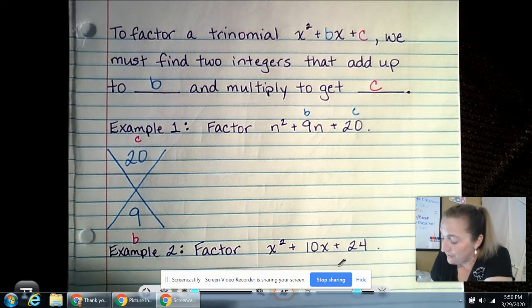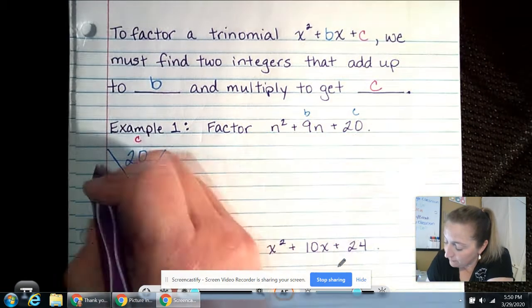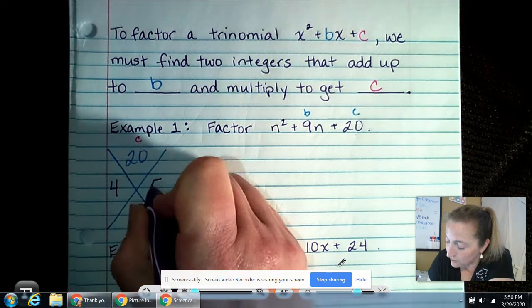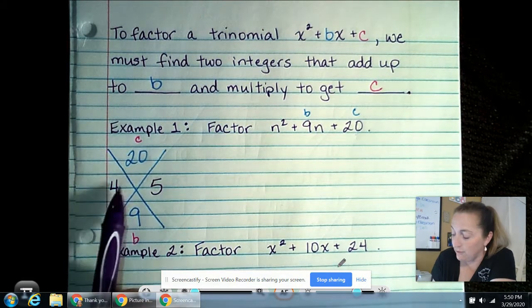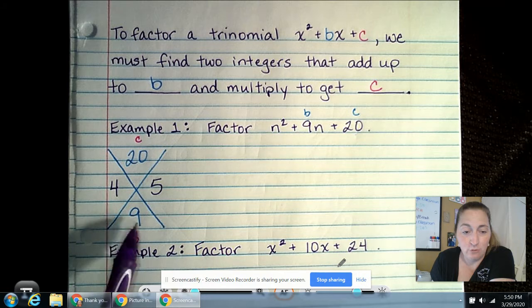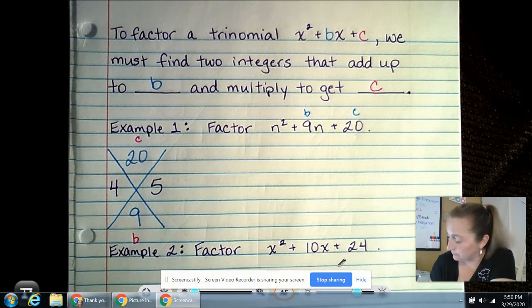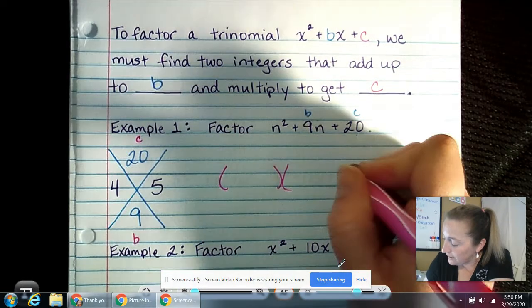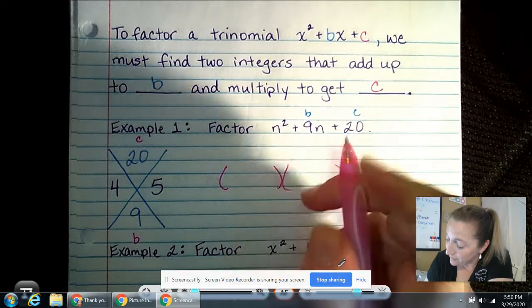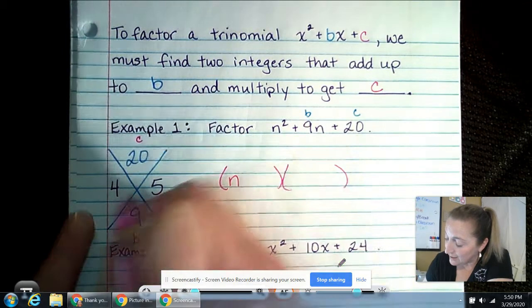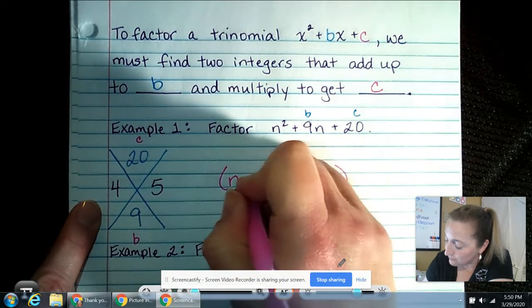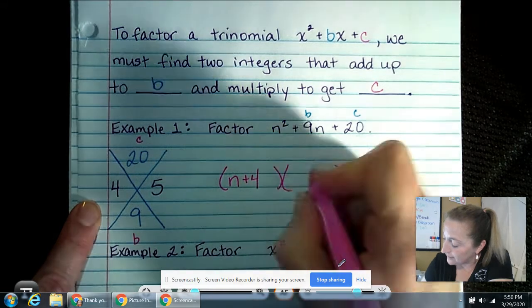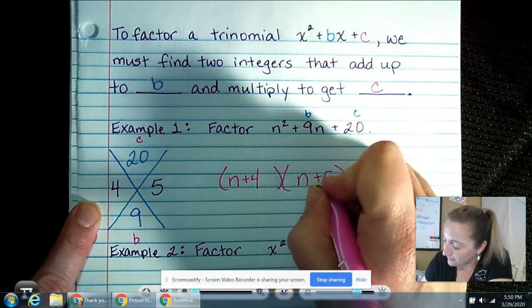And those two numbers are going to be 4 times 5. 4 times 5 is 20. 4 plus 5 is 9. Okay. So once we have those numbers, we're going to make two binomials. Our variable is n, so that's going to be n plus 4, because that's a positive 4, and n plus 5.